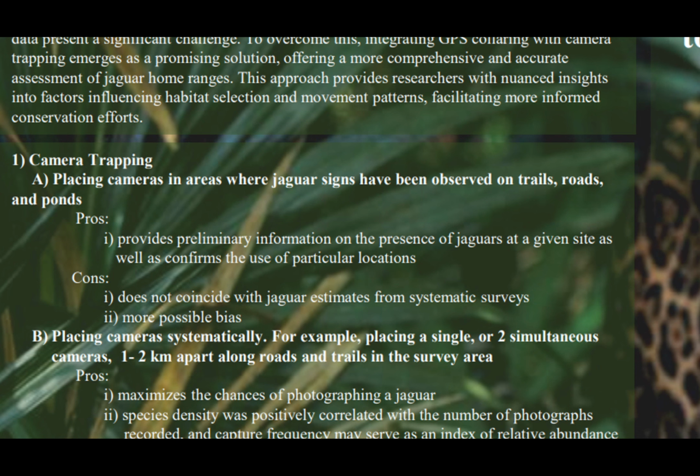The first method you could use for camera trapping is placing cameras in areas where jaguar signs have been observed on trails, roads, and ponds. One pro for this method is it provides preliminary information on the presence of jaguars at a given site, as well as confirms the use of particular locations. Some cons of this method are it does not coincide with jaguar estimates from systematic surveys, and there is more possible bias.